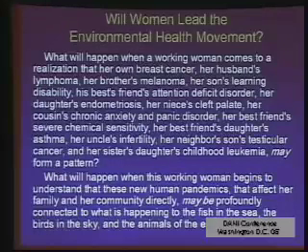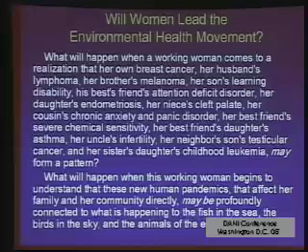This is a reworking of that quotation, and it comes from a very important piece that I encourage you to read called The Age of Extinctions and the Environmental Health Movement. What will happen when a working woman comes to a realization, I'm sorry, I can't do this straight, but I'm going to do it anyway, that her own breast cancer, her husband's lymphoma, her brother's melanoma, her son's learning disability, his best friend's attention deficit disorder, her daughter's endometriosis, her niece's cleft palate, her cousin's chronic anxiety and panic disorder, her best friend's severe chemical sensitivity, her best friend's daughter's asthma, her uncle's infertility, her neighbor's son's testicular cancer, and her sister's daughter's childhood leukemia may form a pattern.